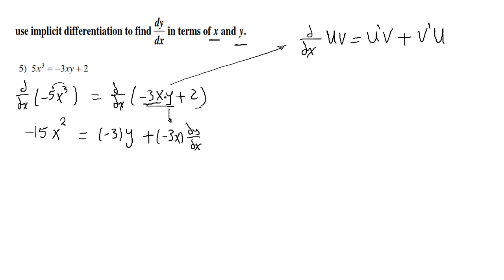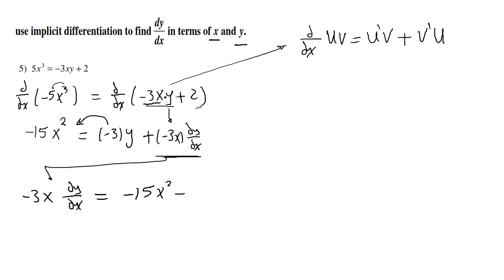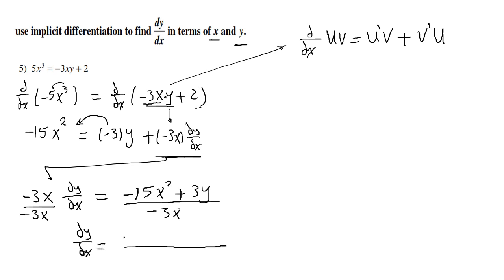So I'm going to move negative 3y to the other side and keep negative 3x on this side. So I can put here negative 3x dy by dx is equal to negative 15x squared plus 3y. Divide both terms by negative 3x. So dy by dx is equal to negative 15x squared plus 3y divided by 3x.